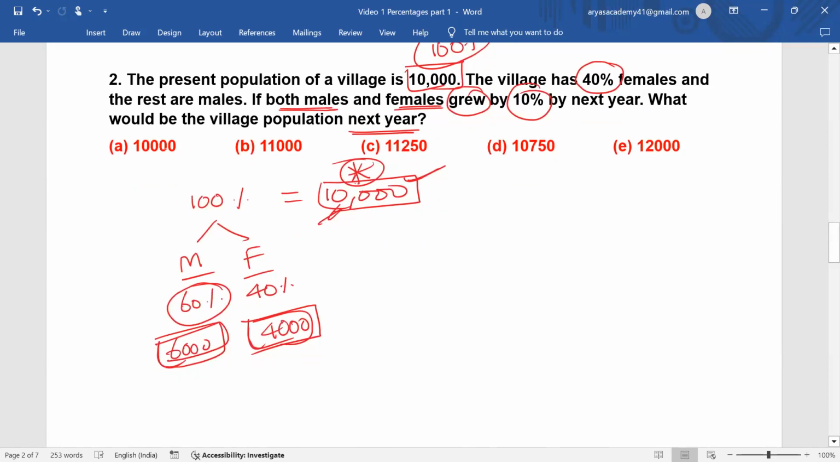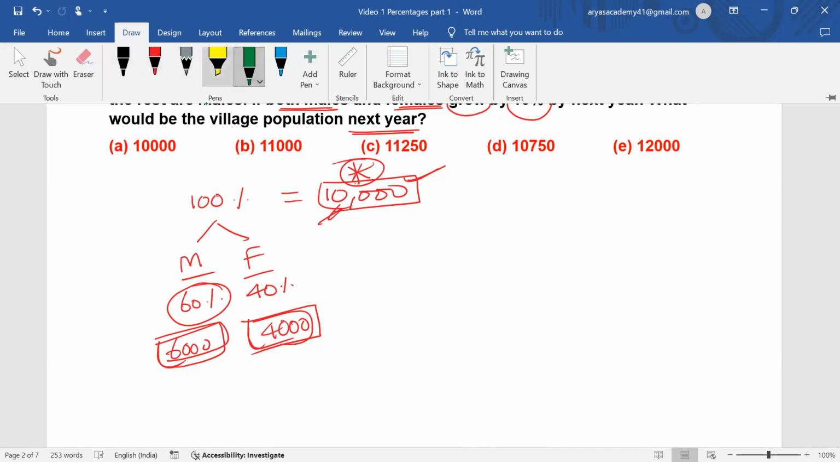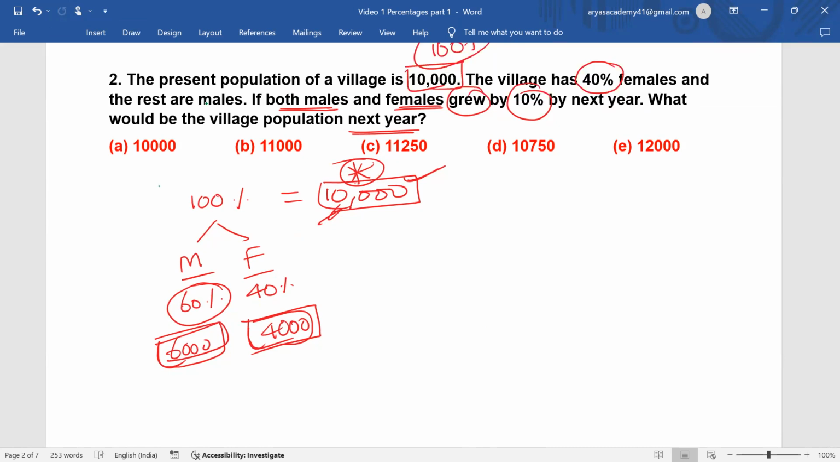Now we came to know that the population of males in the village is 6,000 and the population of females in the village is 4,000. And they have very clearly stated that the male population by next year will be increased by 10%. Similarly, the female population by next year will also increase by 10%. So now 10% is not on 10,000, but 10% is on male population 6,000 and another 10% is on the female population, that is 4,000.